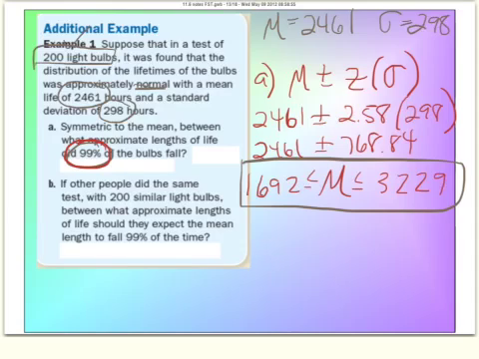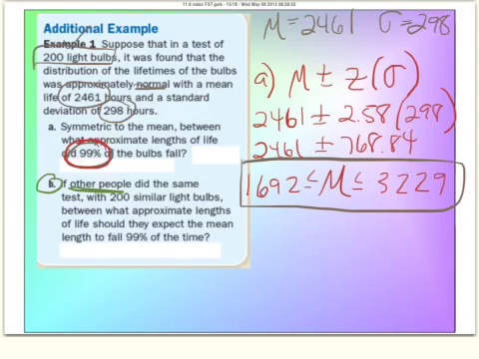Okay. Now, let's notice the difference in Part B. If other people did the same test, so we're going to have other people, different samples, with 200 similar light bulbs, between what approximate length of life should you expect the mean to fall 99% of the time? The difference here is this is going to be other people. It's going to be many samples are happening.